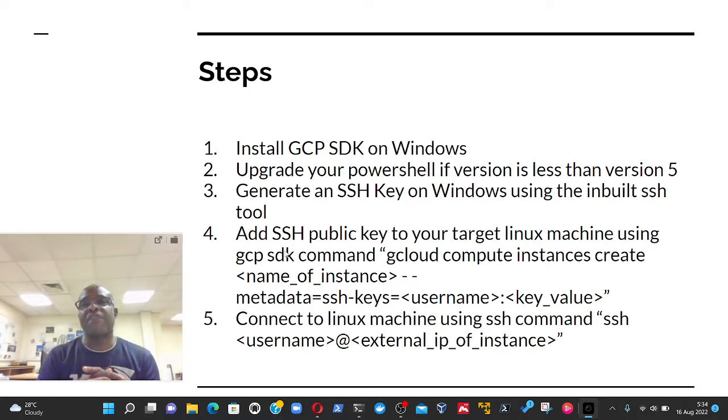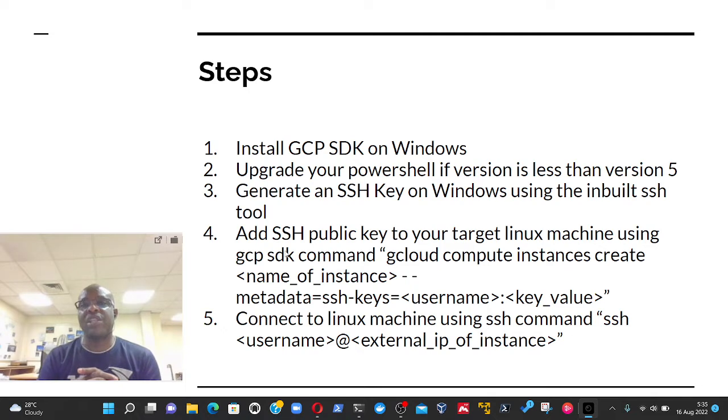Okay, upgrade your PowerShell if the version is less than version 5. So PowerShell from version 5 upwards has SSH configured. But if you're using a version less than that, then you will need to do some things. And of course, it's there on the links that I'll provide to show you how to get this done. After that, you generate an SSH key on your Windows using the inbuilt SSH tool. I'll show you the commands to get this done. Very simple, very straightforward. Fourth, we add the SSH public key to our target machine using a GCP SDK command.